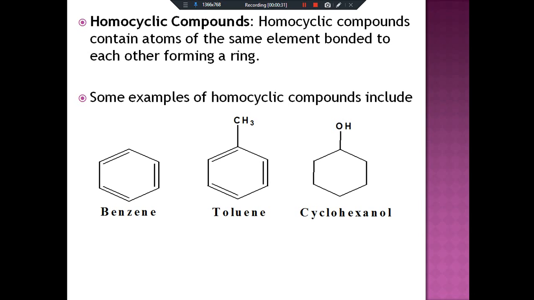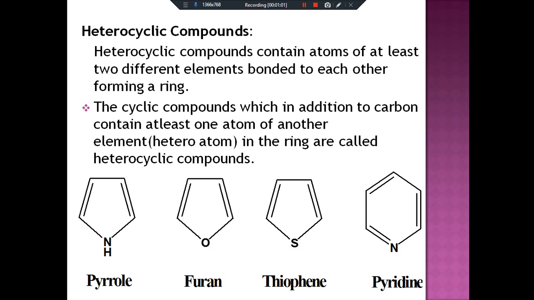That means in the ring, all the atoms present belong to the same element only. For example, benzene. Benzene contains 6 carbon atoms in the ring. All the 6 carbon atoms belong to one element only. Likewise, toluene and cyclohexanol. On the other hand, heterocyclic compounds.